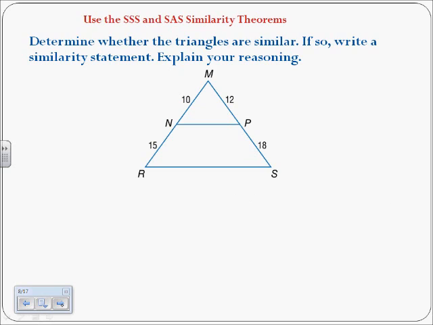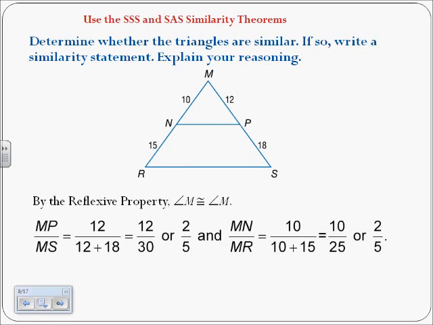Next one. Determining whether we have similar triangles. The two triangles that we're looking at would be triangle MNP and MRS. So we know that angle M is congruent to itself by the reflexive property for triangle MNP and MRS. And I have to take a look at the ratios of the sides. I have the reflexive property, I stated that already. Taking a look at the ratios here.